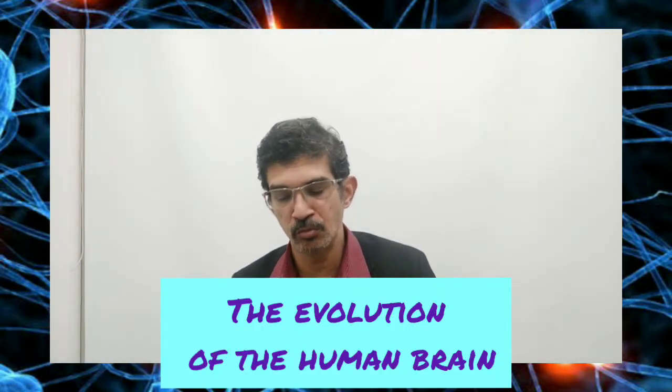We'll break down the brain physiologically to understand what the various parts of the brain are, what exactly they do, how they have evolved over a period of time in human history to come to where they are today, and how they function. So that's what we'll do. Today we'll talk about the evolution of the human brain.